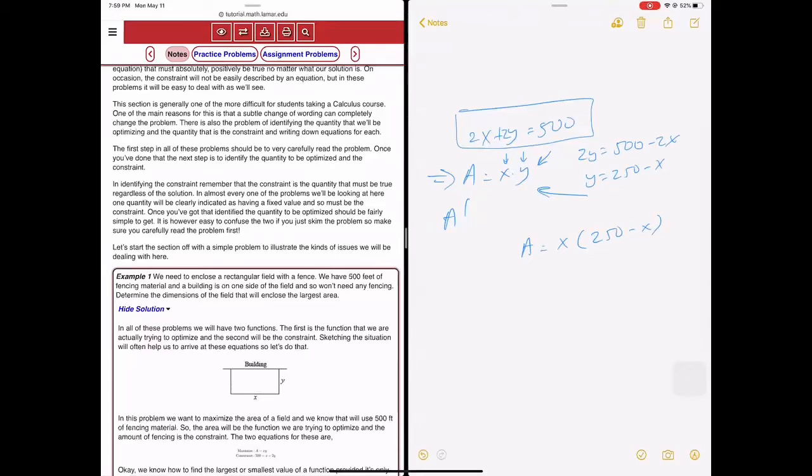Optimization, just take the derivative of that. I'm going to multiply it. It'll be negative x squared, plus 250x. So when I take the derivative, it'll be really fast. It'll be negative 2x. Is it 2x? No. Oh, I just forgot that. Plus 250.